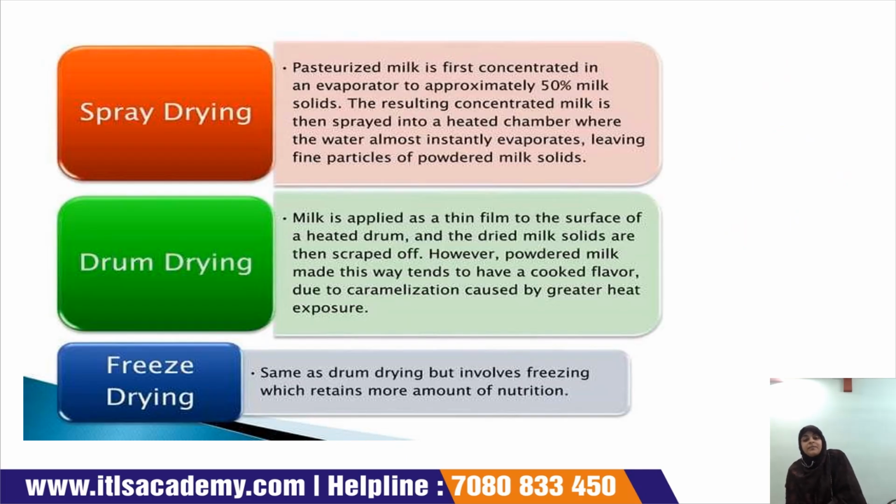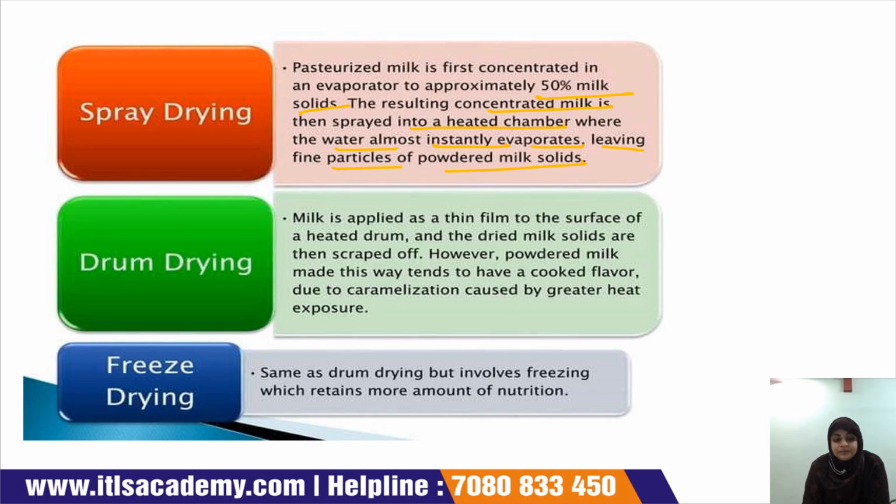Spray drying. Pasteurized milk is first concentrated in an evaporator to approximately 50% milk solids. First of all, we take pasteurized milk and concentrate it in an evaporator so that 50% of the milk solids will remain. Then the resulting concentrated milk is sprayed into a heated chamber where the water almost instantly evaporates, leaving fine particles that are converted into powdered milk.